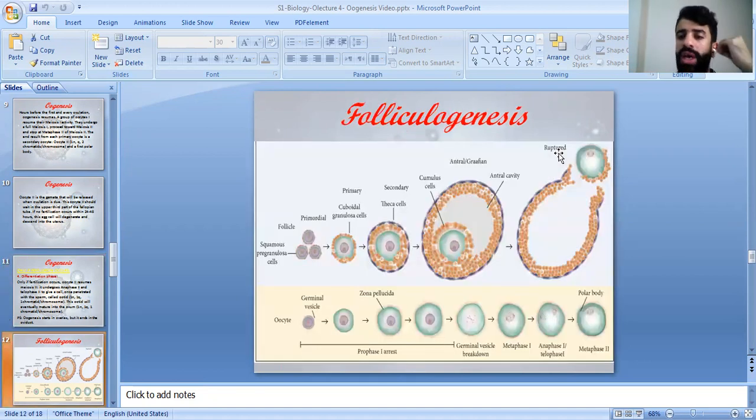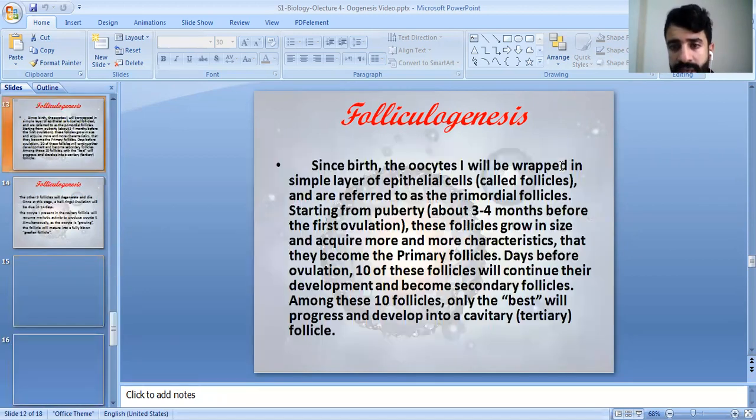This is the process of follicular genesis. Follicular genesis is the development of the follicles. If you see here, first we have primordial follicles. They develop to give the primary follicle. The primary gives secondary, then tertiary, and then the Graafian follicle, where the rupturing occurs at day 14 of the menstrual cycle.